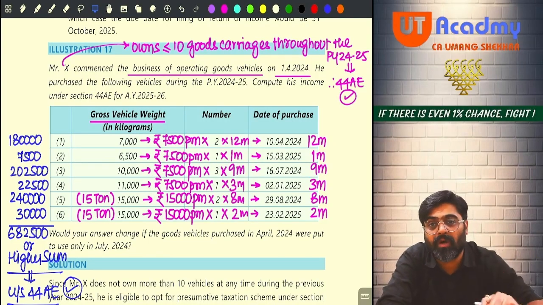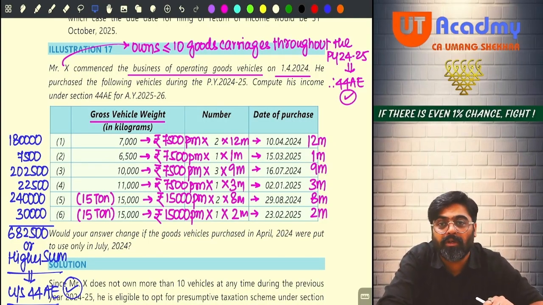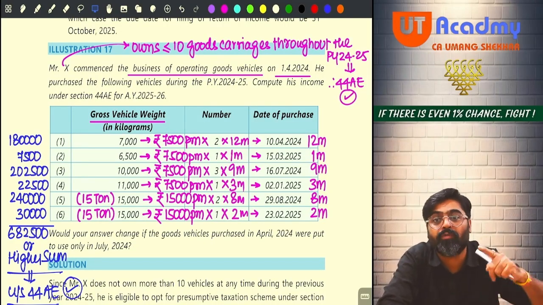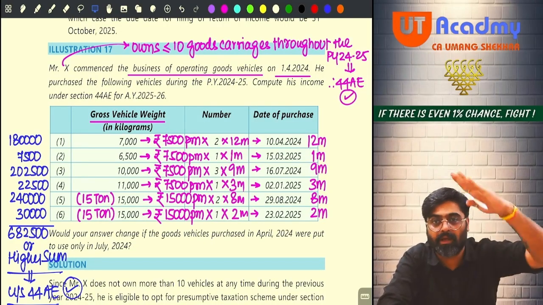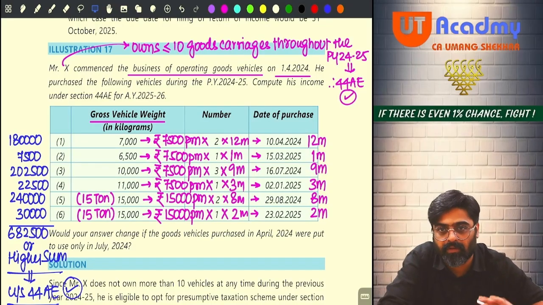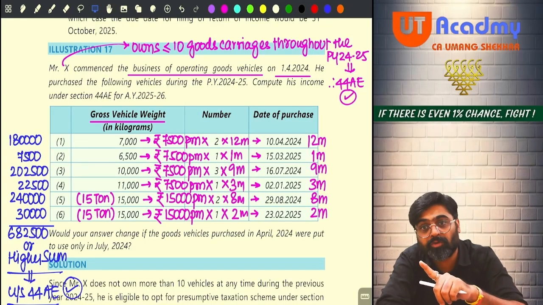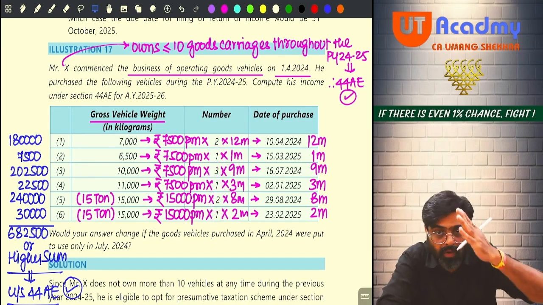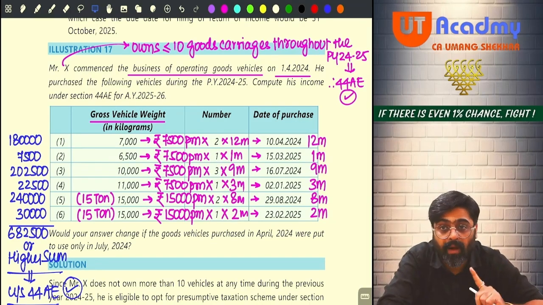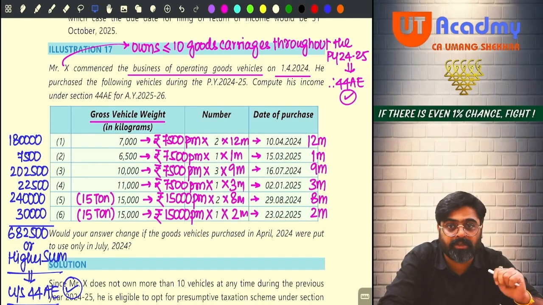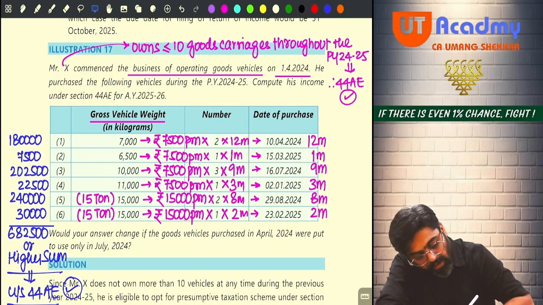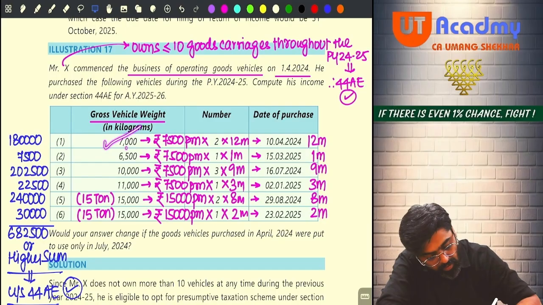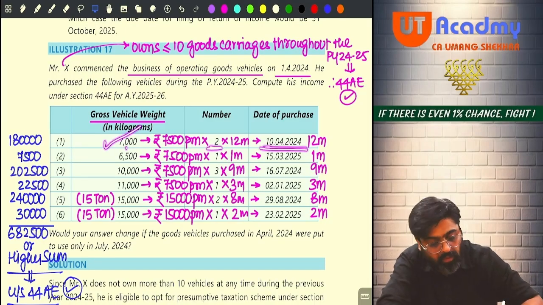For every ton, how much you are going to show? 1,000 rupees. So for 15 tons, how much you are going to show? 15,000 rupees minimum. And for the earlier 4 vehicles, you are going to show 7,500 each. And this you are supposed to show for all those vehicles. Yes or no? For all these vehicles, you are supposed to show this much. But for the months of ownership, so tell me, 2 vehicles were bought on 10th of April 2024.